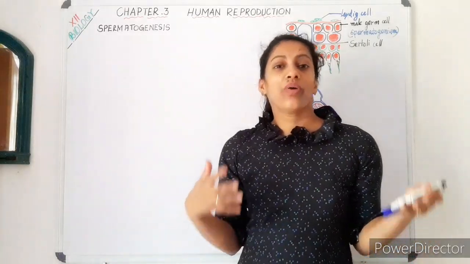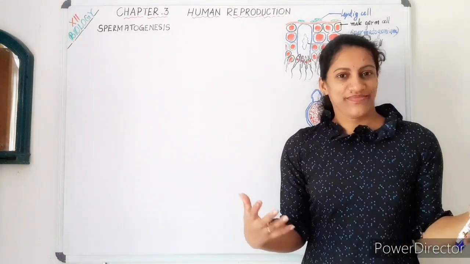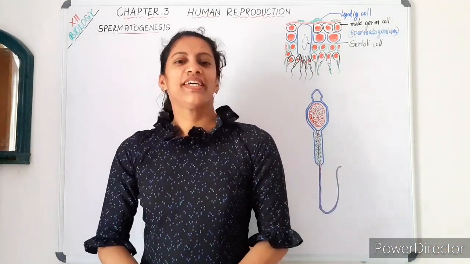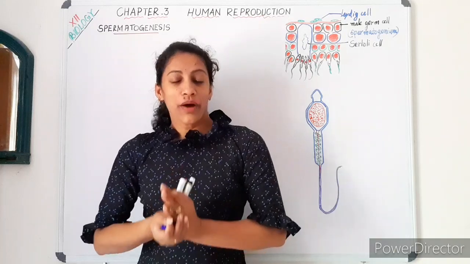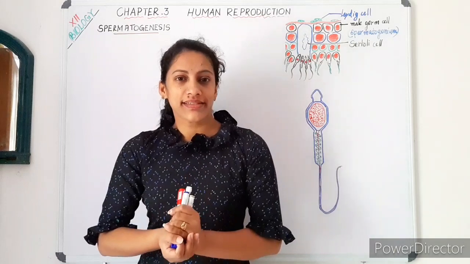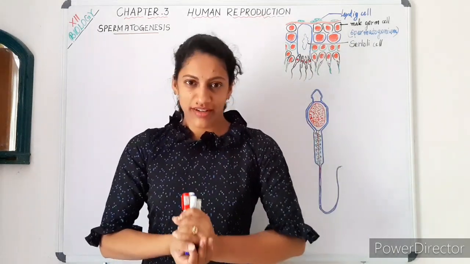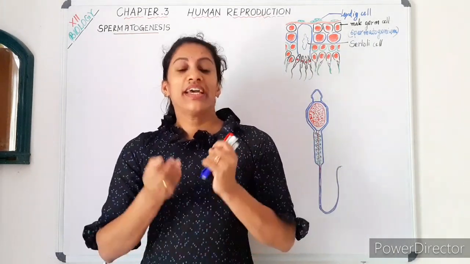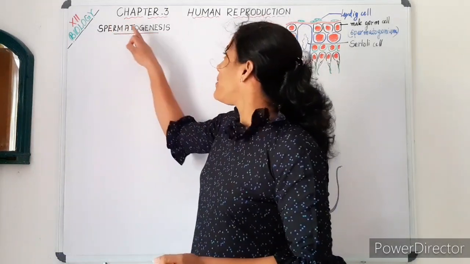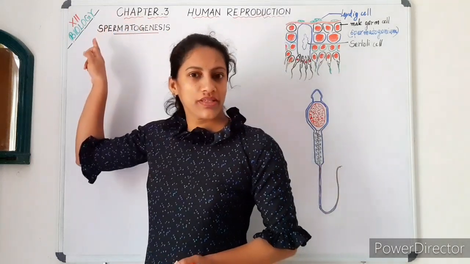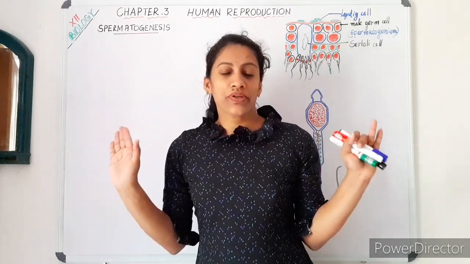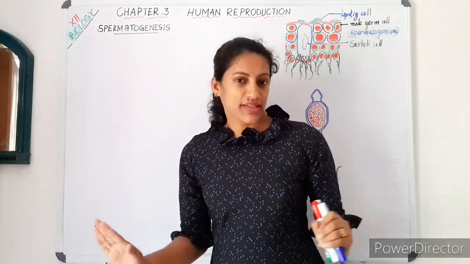Let's come to the topic now, spermatogenesis. Shall we proceed? Define spermatogenesis. Spermatogenesis is the process of formation of sperms from the sperm mother cells, or from the spermatogonia. It takes place within the seminiferous tubules. Spermatogenesis means genesis of sperms, formation of sperms. Let us discuss that process with the help of a flow chart.